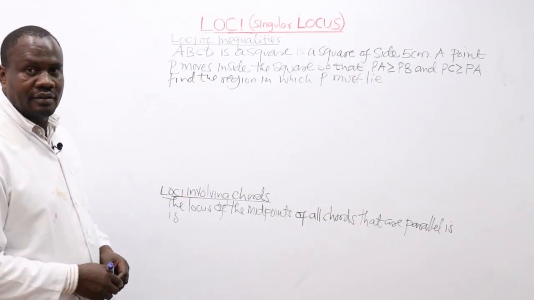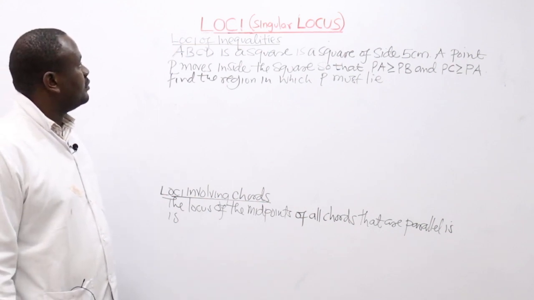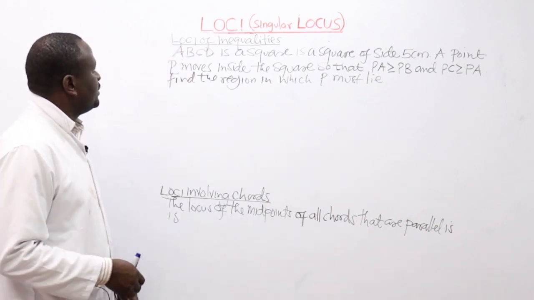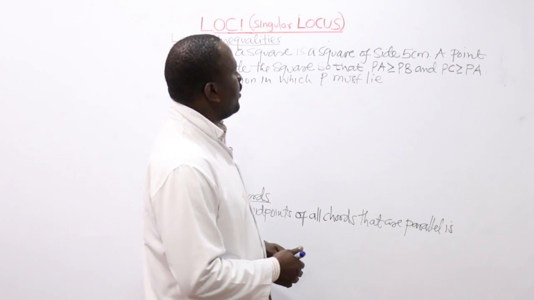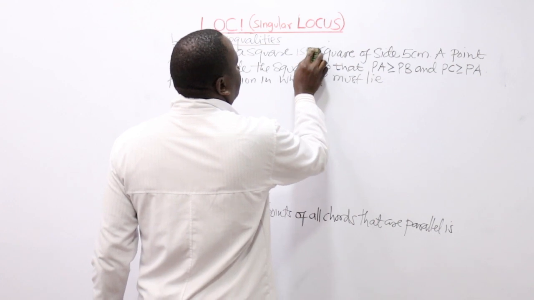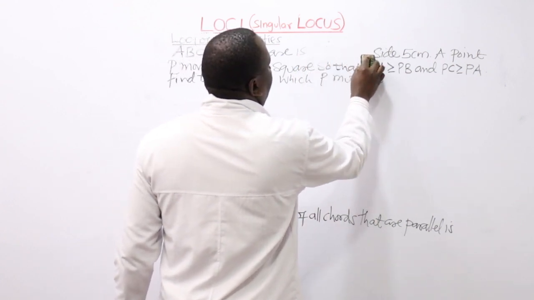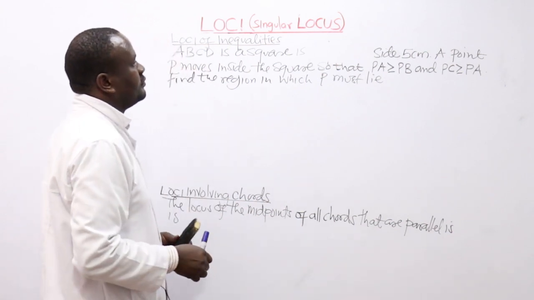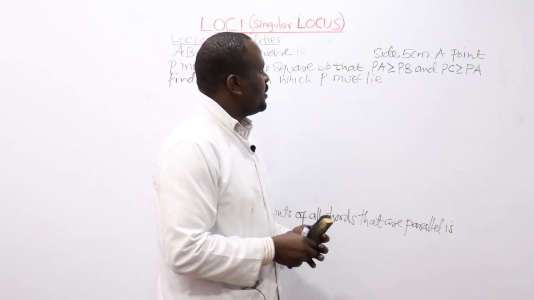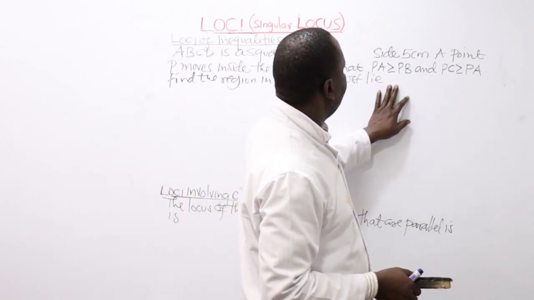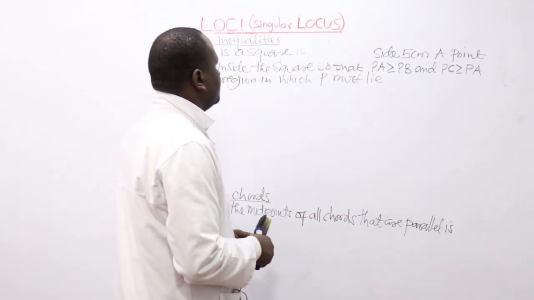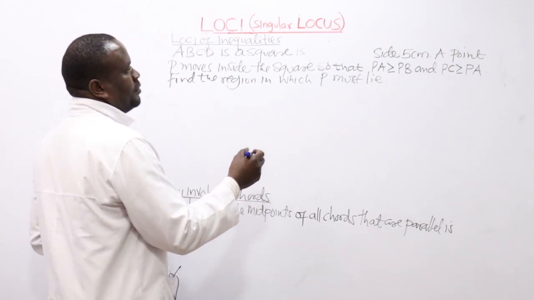Loci of inequalities. Let's look at the loci of inequalities. ABCD is a square of side 5 centimeters. A point P moves inside the square so that PA is greater than PB and PC is greater than PA. Now, find the region in which P must lie.